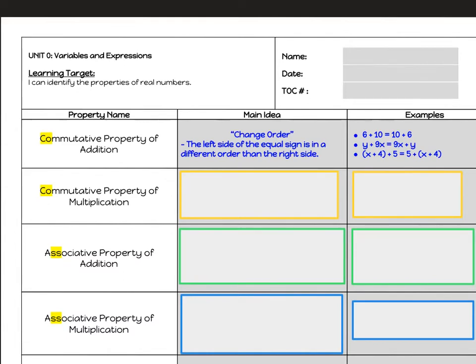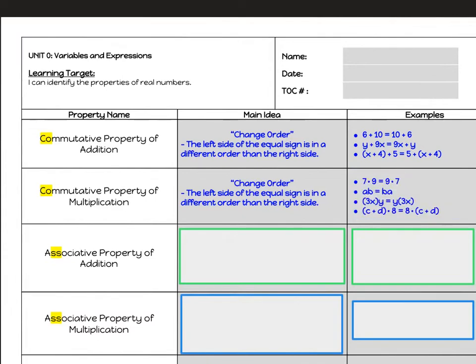Again, let's highlight or underline the CO and commutative property. And again, we're going to be changing order, and now it's the same exact idea, but now it's with multiplication. So I still want you to copy what is written down under main idea. Repetition helps you learn. But these examples are going to be dealing with multiplication.